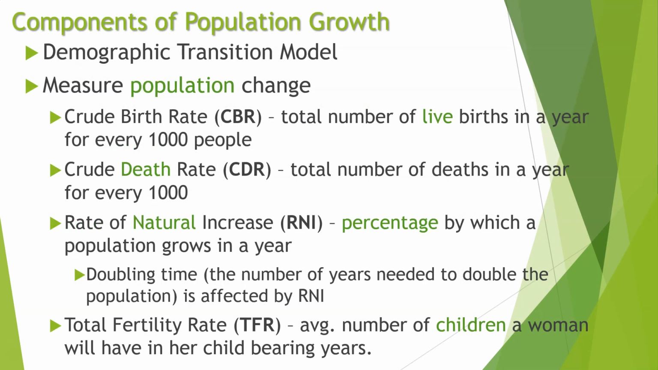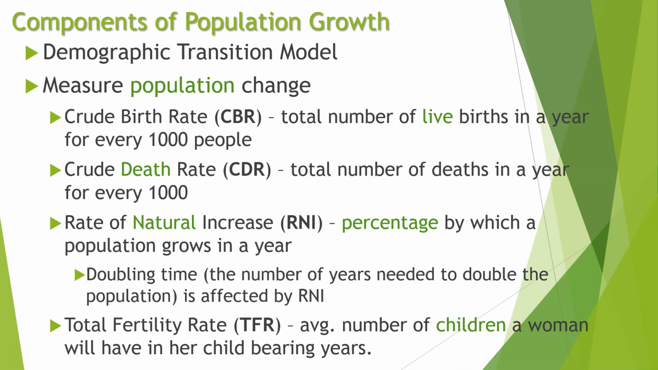All right, components of population growth, the demographic transition model, and we'll look at that more closely in the next slides. But first, some acronyms that we need to make sure we understand to measure population change. CBR, the crude birth rate, total number of live births in a year for every 1,000 people. CDR, crude death rate, total number of deaths in a year for every 1,000 people.